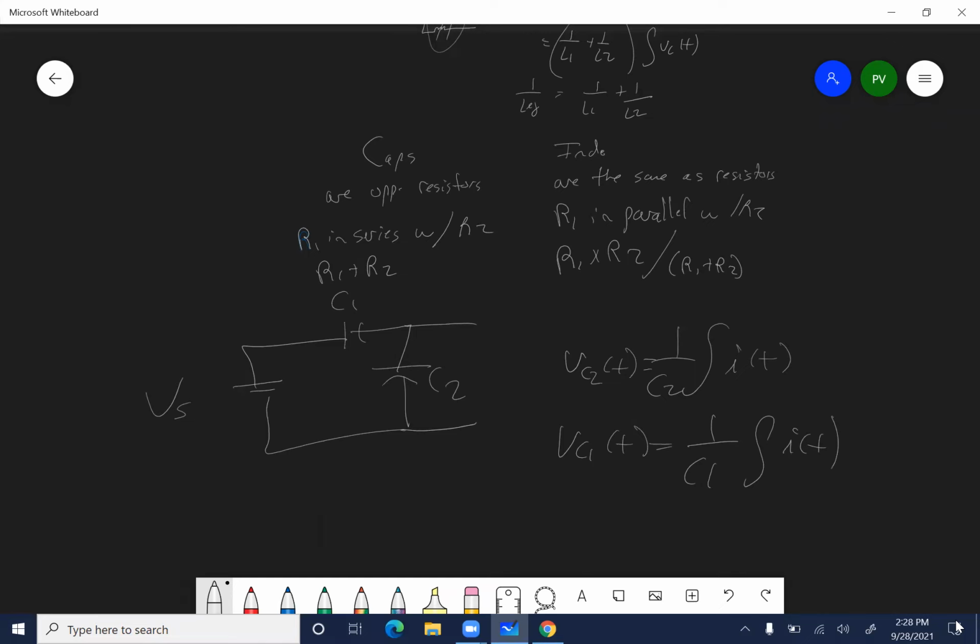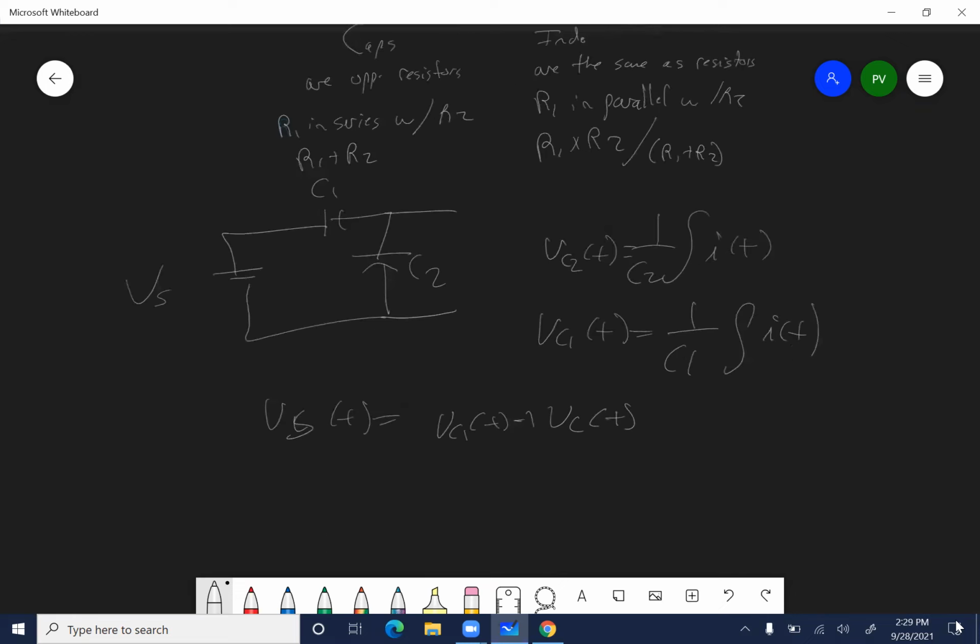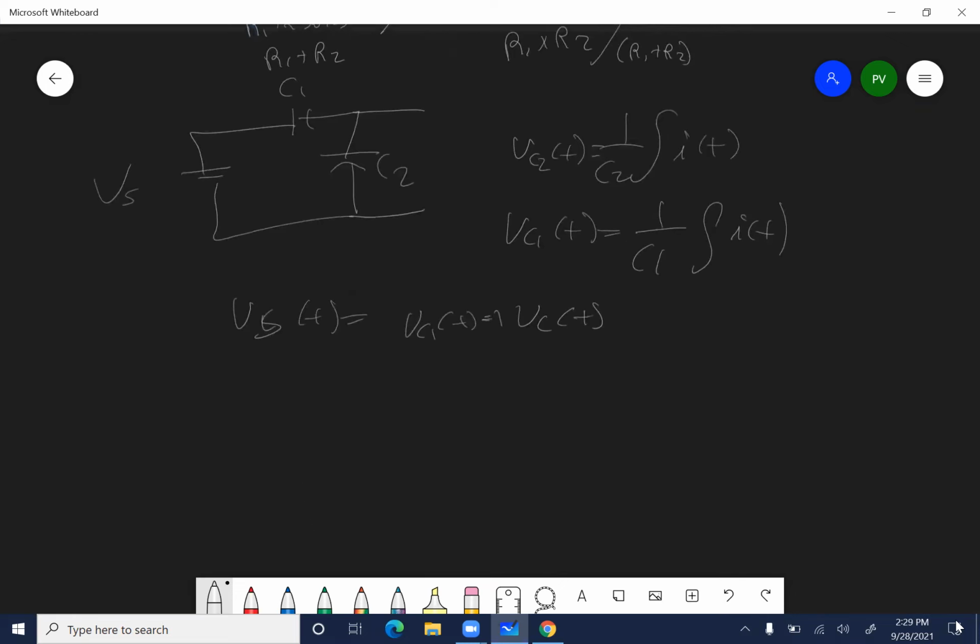And now we're going to go ahead and say that my VS of T is going to be equal to VC1 plus VC2. We're just going to add those two up, right? Because now we're talking about a series circuit.